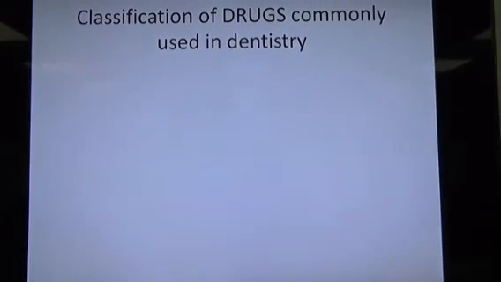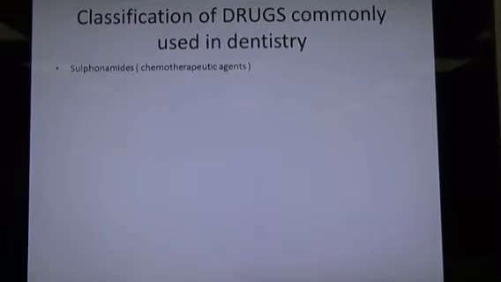Classification of the drugs commonly used in dentistry. First is sulfonamides. They are the first drugs which were used as antibacterials. They are not known as antibiotics. They are named as chemotherapeutic agents because they are not produced from bacteria. They are manufactured from chemicals. So they are called chemotherapeutic agents.